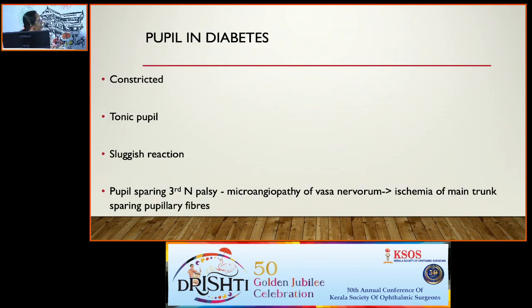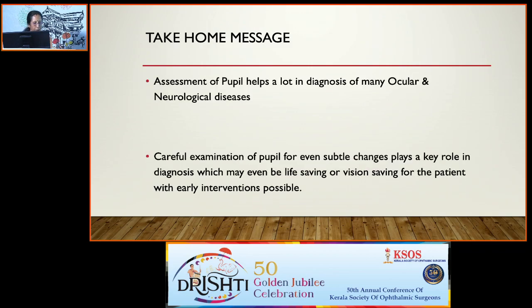In diabetes, the pupil can be constricted, tonic, with a sluggish reaction, and usually the third nerve palsy is pupil sparing because of the ischemia sparing the pupillary fibers. So the take-home messages are: assessment of the pupil helps a lot in the diagnosis of many ocular and neurological diseases. A careful examination of the pupil for even subtle changes plays a key role in diagnosis, which may even be life-saving or vision-saving for your patient with early interventions possible.